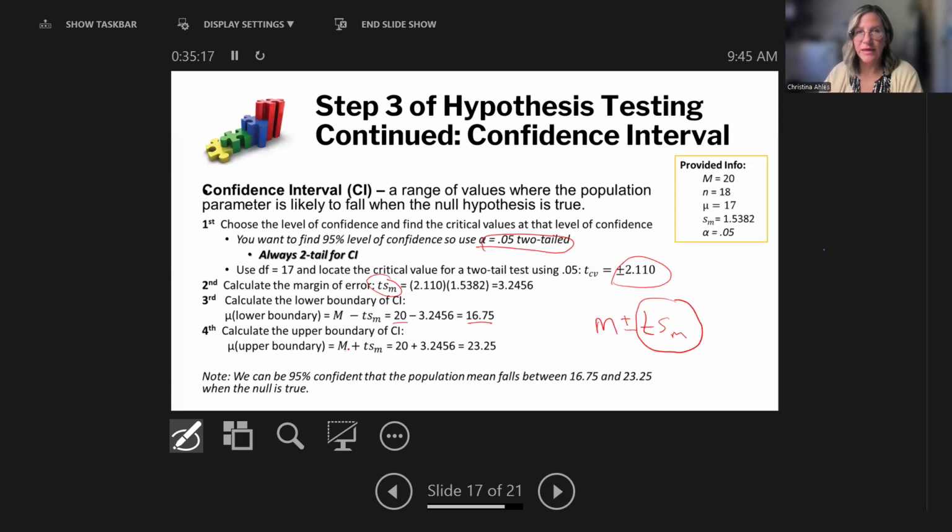And then our sample mean plus that error, which is 20 plus 3.2456, because it's sample mean, and the upper is 23.25. So we can be basically 95% confident because the alpha level is 0.05. 0.05 in the tails is 5%. The rest in the middle is 95%. We can be 95% confident that the population mean would fall between 16.75 and 23.25 if the null is true. Okay, that is, if the null is true, it would fall within that range.